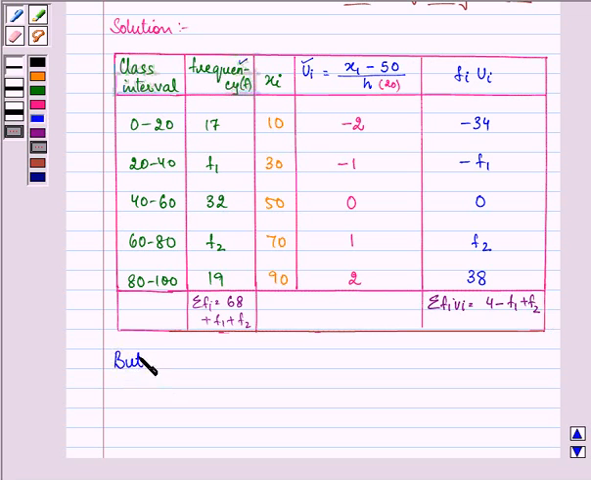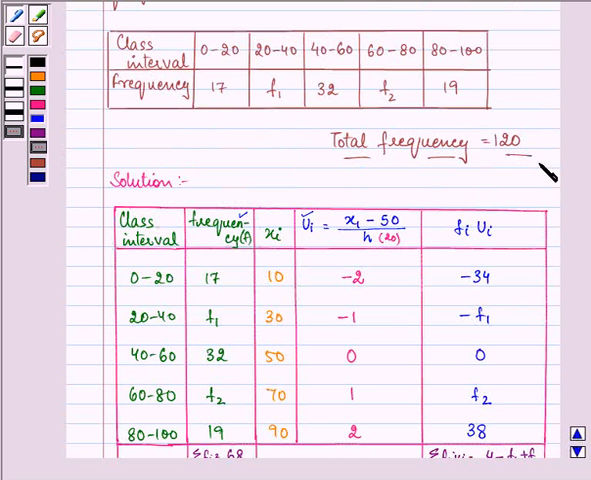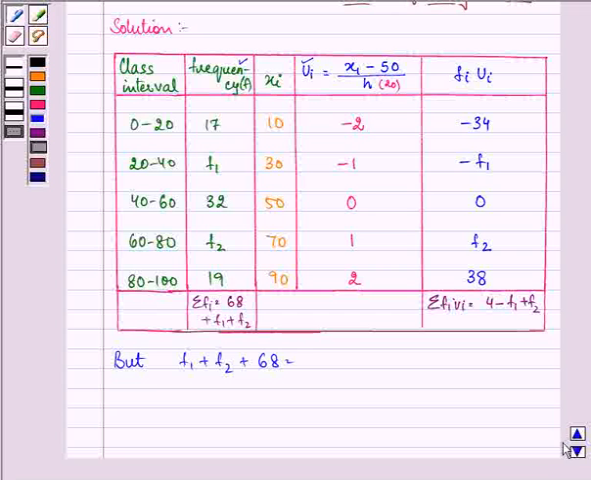But in the question, we are given that the sum of all the frequencies is equal to 120, right? So here we will equate it to 120, which will help us to find out the sum of F1 and F2, that is 120 minus 68, that is equal to 52. Let this be the first equation.